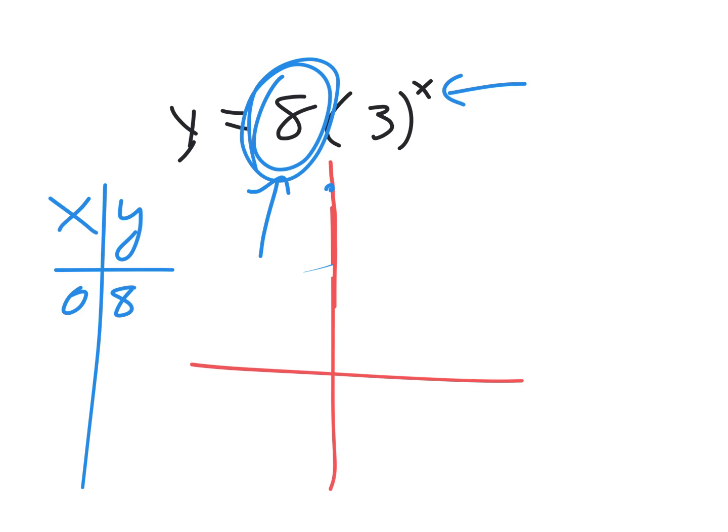Then let's put in 1, maybe -1. If you put in 1, it's 3 to the 1 is 3, 3 times 8 is 24. And if I put in -1, what's a negative power do? It flips it. What is the flip of 3? 1/3. Technically called the reciprocal. So I got 1/3 times 8 is 8/3.